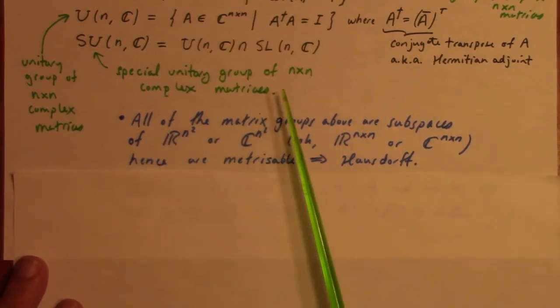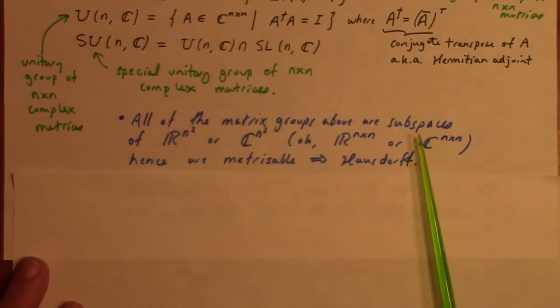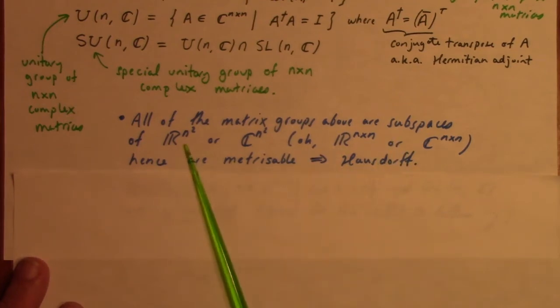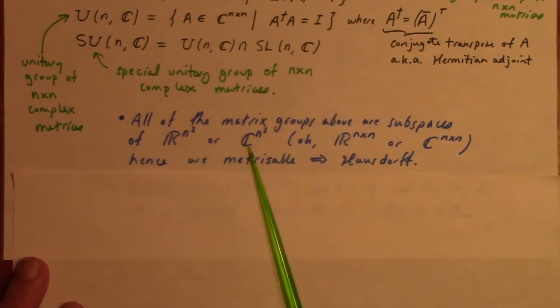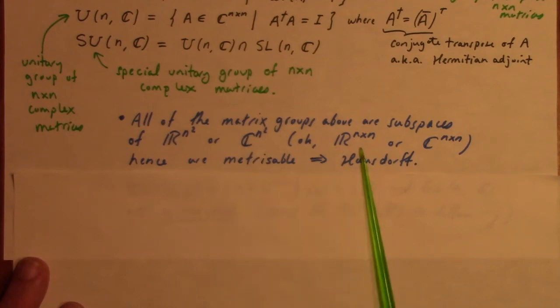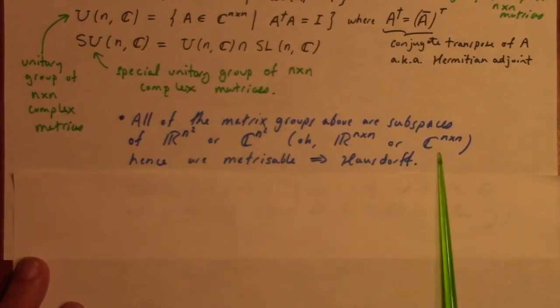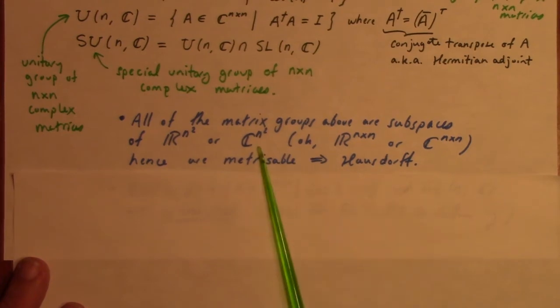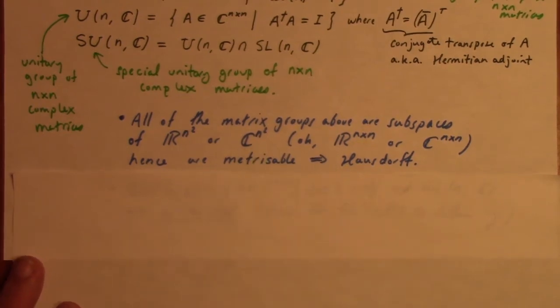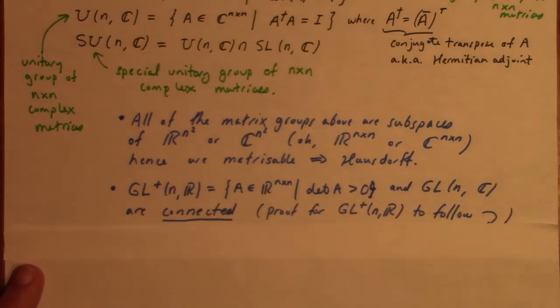But anyway, all of the matrix groups above are subspaces of R^(n²) or C^(n²), which is to say we're identifying n by n real matrices by just stringing out the entries as an n² vector, or n by n complex matrices by stringing out the entries as a C^(n²) vector, and as such, they're subsets of Euclidean space and therefore are metrizable, and hence Hausdorff.